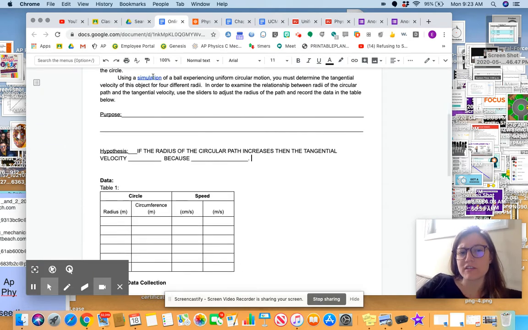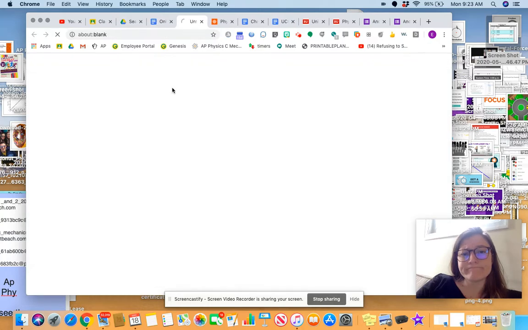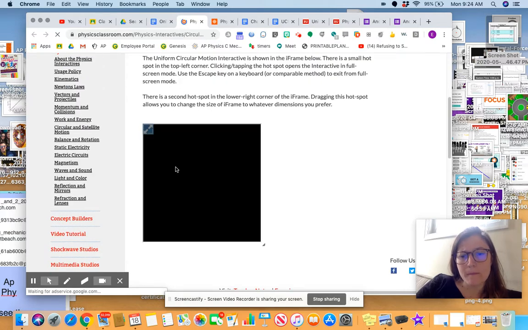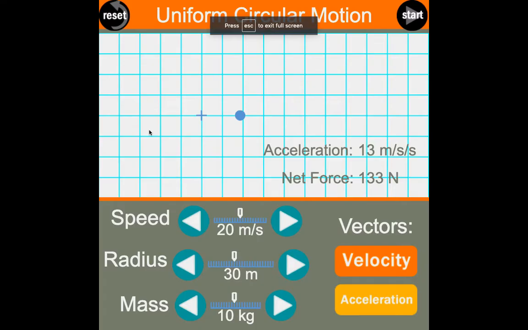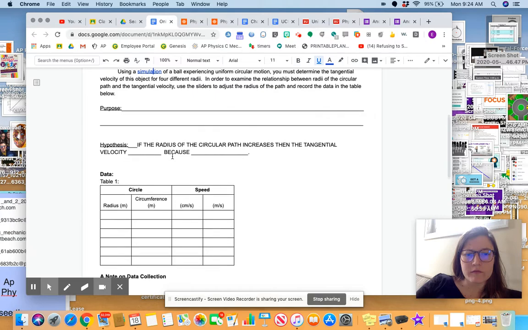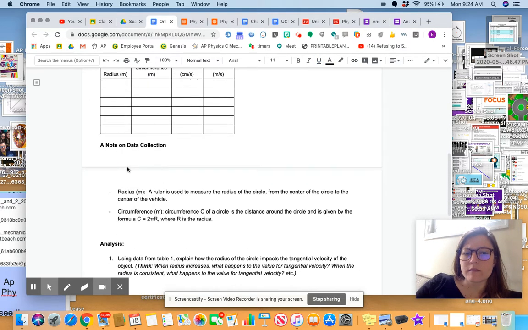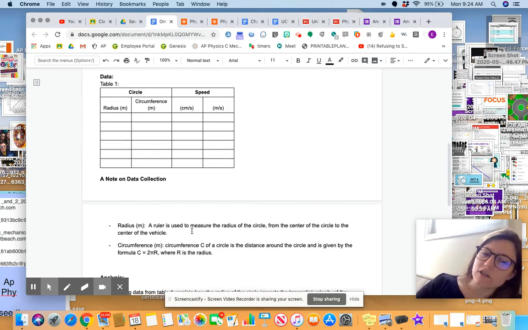Okay, so using the simulation, which is actually linked right here, it's going to open it up for you. Okay, you'll click on it once it loads and make it full screen. What you need to do in the data table, right? It tells you to adjust the radius of the path and record the data below. Okay, so there's a note on the data collection. The radius is measured in meters. Okay, it's the distance from the center of the path to the outside of the circle.